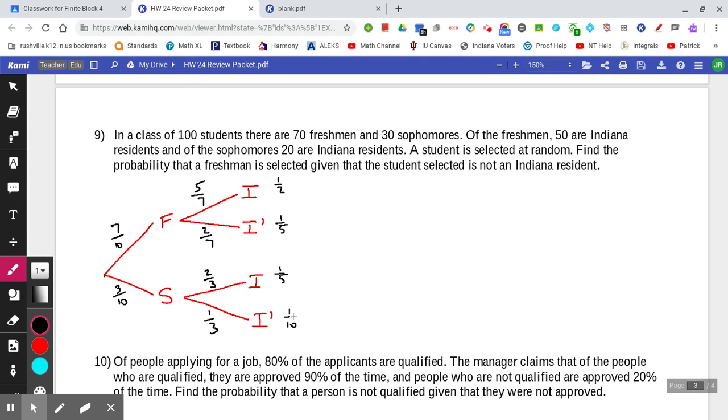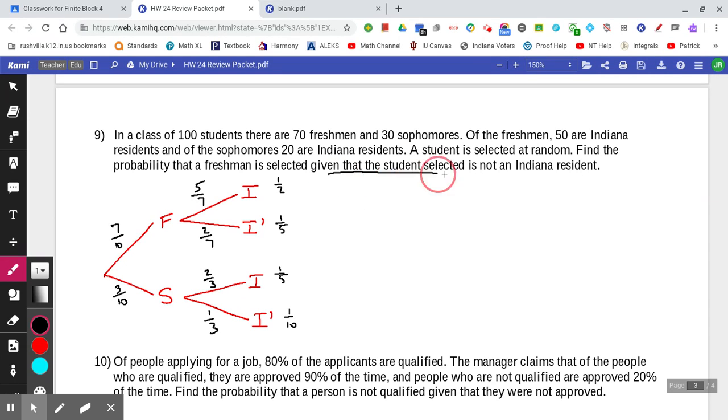And then I multiplied and got these values as well. And once again, I checked to make sure that these add up to 1, which they do. So now the tree diagram has everything I need. I just need to figure out what I need from it. Find the probability that a freshman is selected given that the student selected is not an Indiana resident.